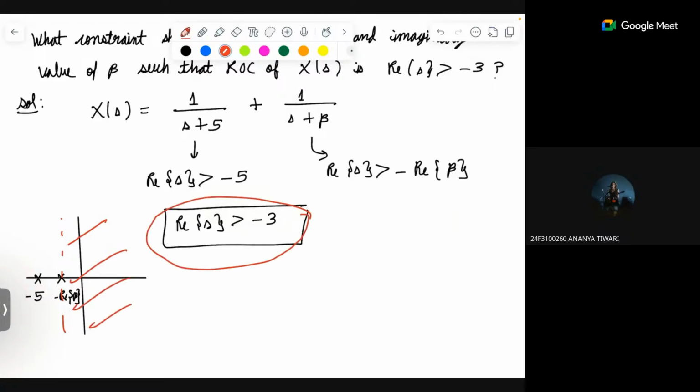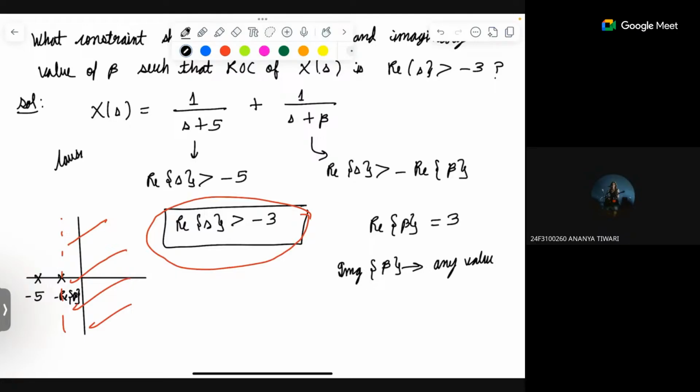Since we want this, real of beta has to be equal to 3. If real of beta is 3, then minus 3 will come here. So real of beta is 3, and on imaginary values it can go from minus infinity to infinity, so we don't have any constraint on that. Real of beta is 3, and imaginary of beta can have any value. Is this clear? Yes, ma'am.